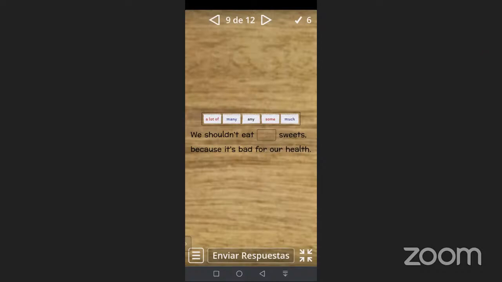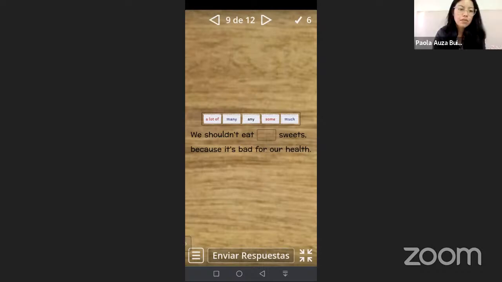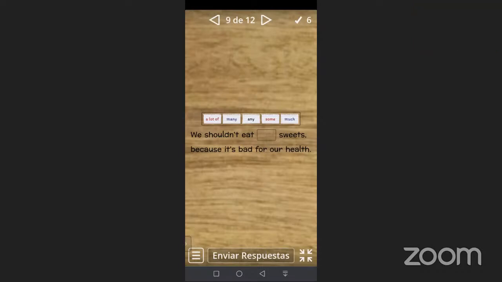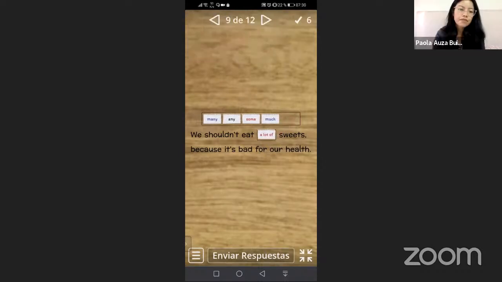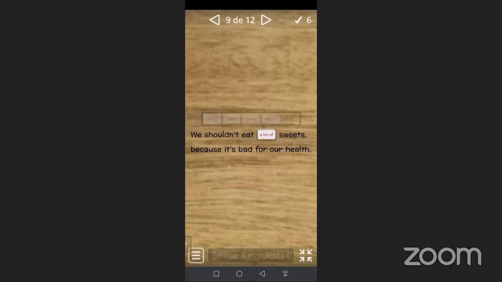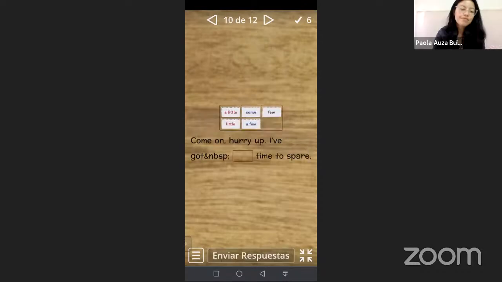We shouldn't eat a lot of sweets, because it's bad for our health. The sweets, candies, no? Let's check. Maybe many, maybe some. Yeah.